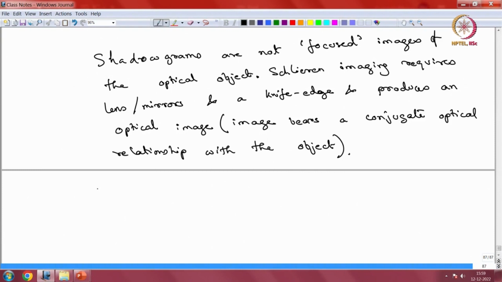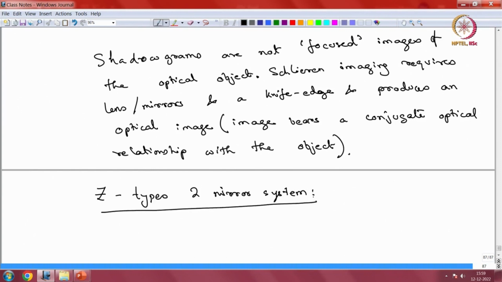Now, you can have different types of Schlieren imaging. One is also called the Z-type two-mirror system, which is what we are going to see in one of the lab tours that we will give you. So there are different types of systems possible using lenses or mirrors. One of the most popular ones is called the Z-type two-mirror system, and the reason I'm telling you about this is because that's what we'll see in the lab in the next class. So I'm just going to introduce you to that.